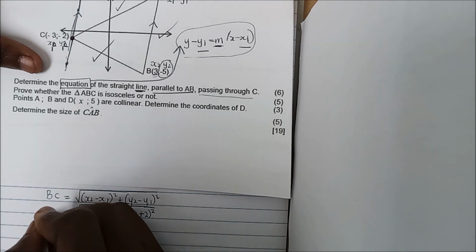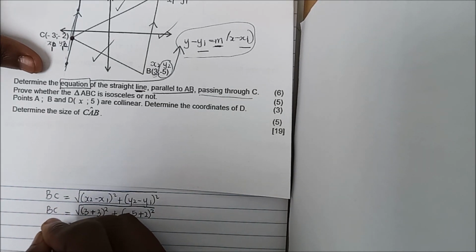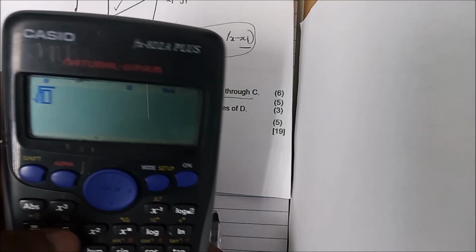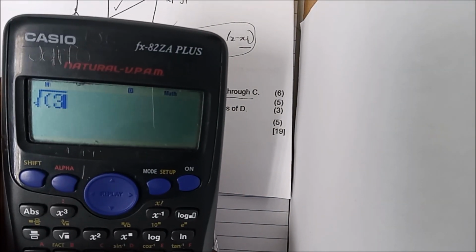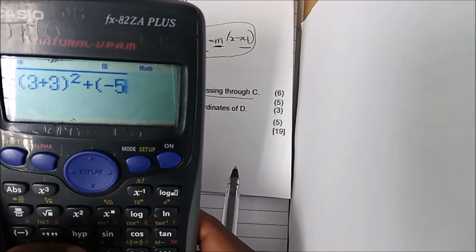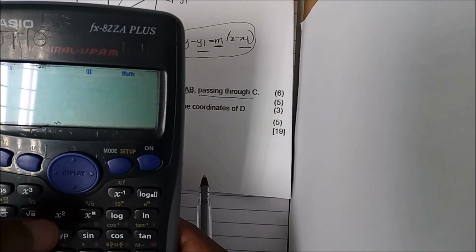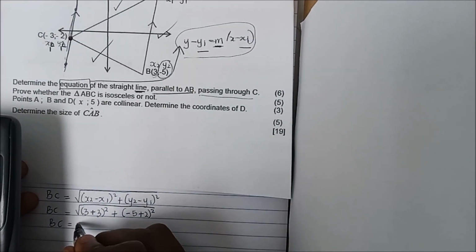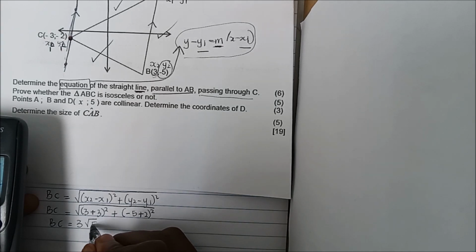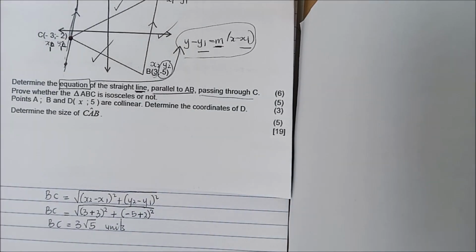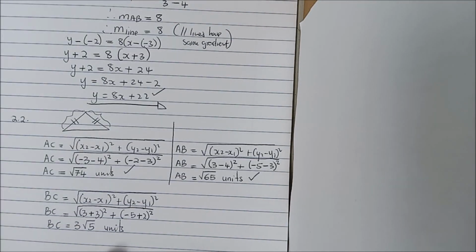Winners, don't forget that squared, because if you forget that squared, your answer will be wrong. So now we use our calculator, squared plus, we put everything as it is, all squared. What's the answer? It is 3 root 5. So we have 3 root 5 units.